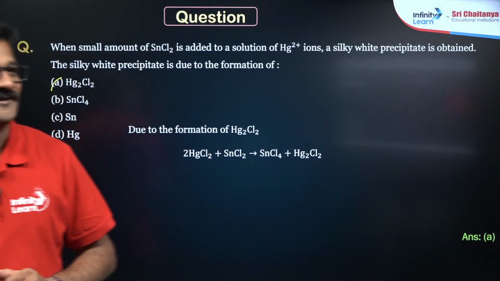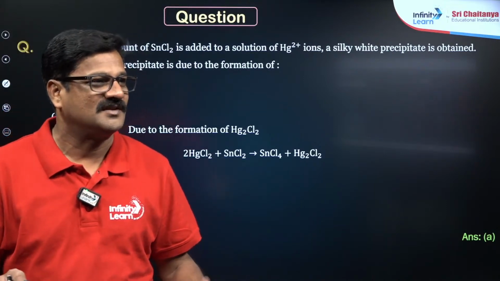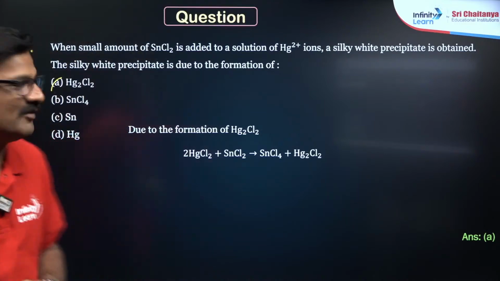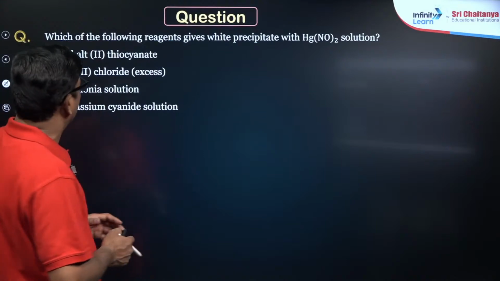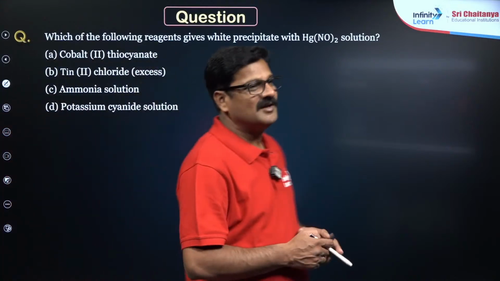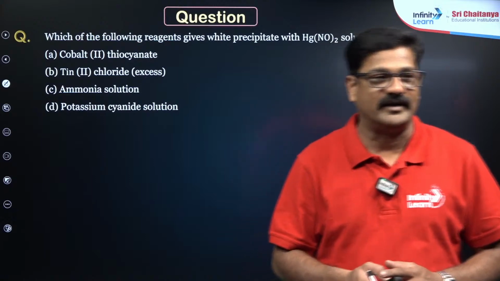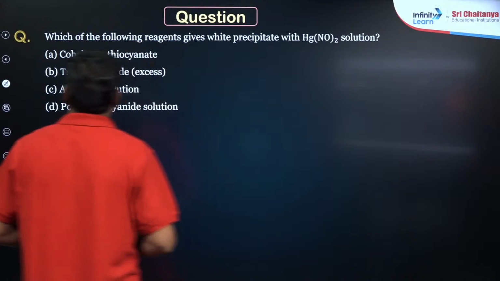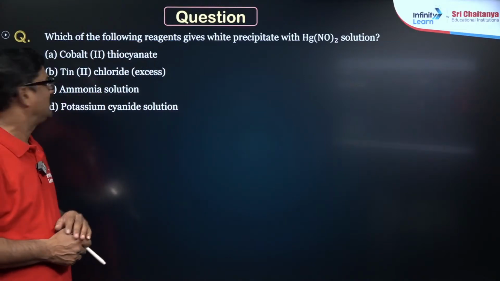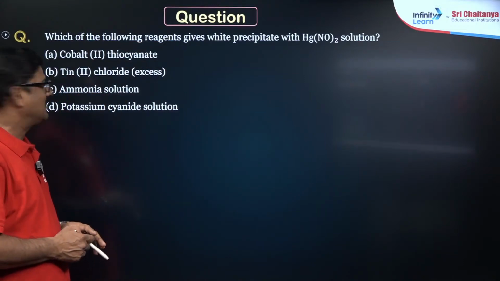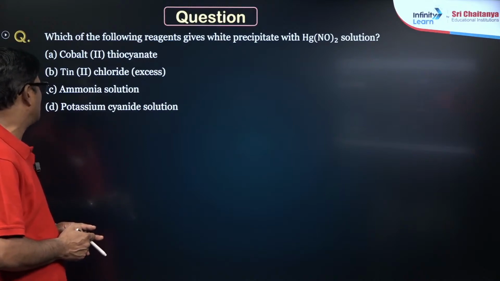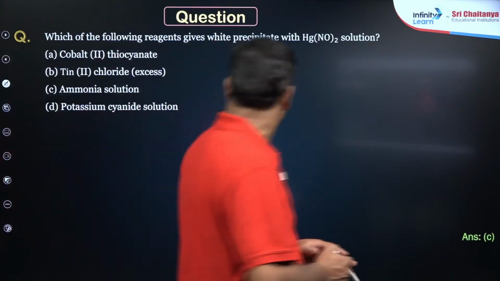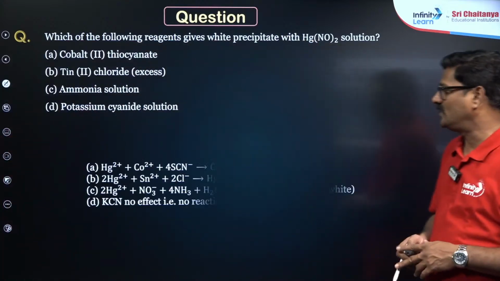Oh, great. Great number of students. I could see 400 students in the live class. Perfect. Lovely. And which of the following reactions gives a white precipitate with mercuric nitrate? It could be cobalt thiocyanate, tin chloride, ammonium solution, or potassium cyanide solution. So the answer for this kind of question is going to be ammonia solution.